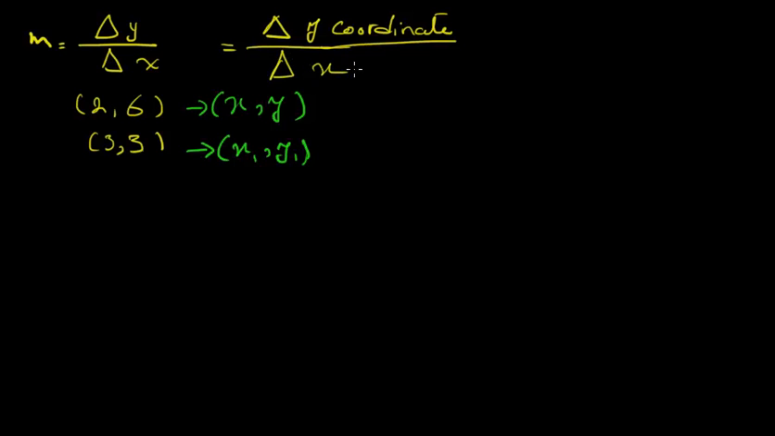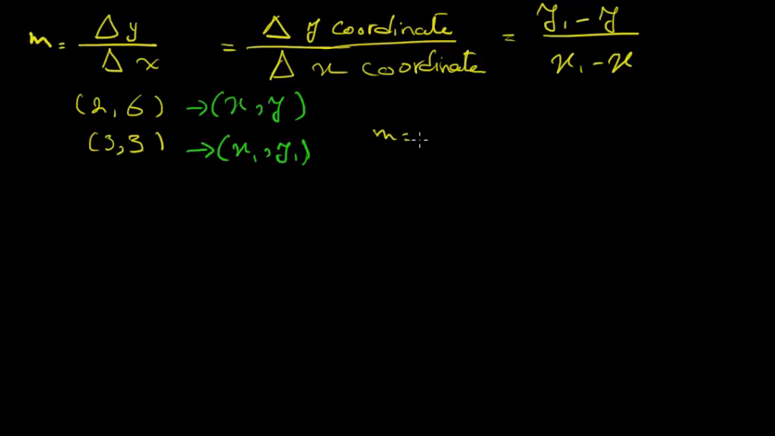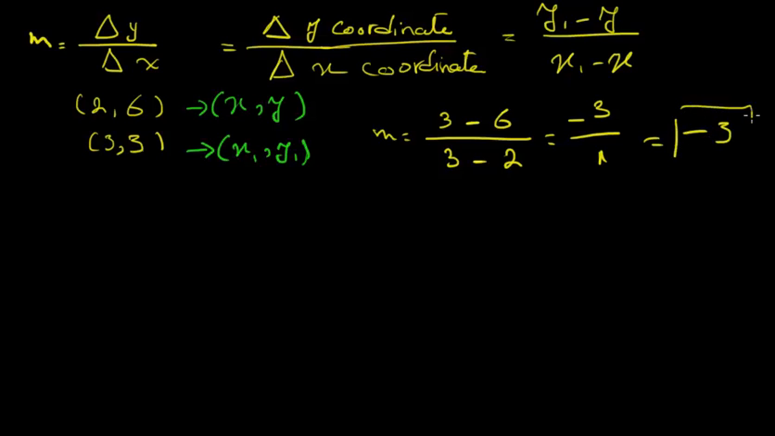Over changes in x coordinate. So the formula is y1 minus y over x1 minus x. Now we can find our slope. Our slope is y1, which is 3, minus y, which is 6, over x1, which is 3, minus x, which is 2. Then we'll have minus 3 over 1. So minus 3 is our slope.